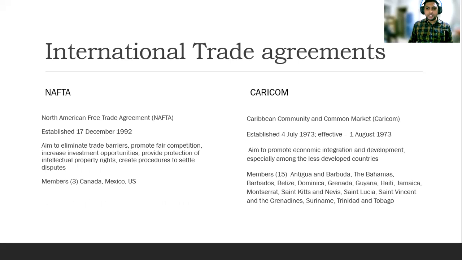CARICOM, the Caribbean Community and Common Market, established on the 4th of July in 1973, aims to promote economic integration and development, especially among the less developed countries. There are 15 members in this CARICOM: Antigua, Barbuda, Bahamas, Barbados, Dominica, etc.